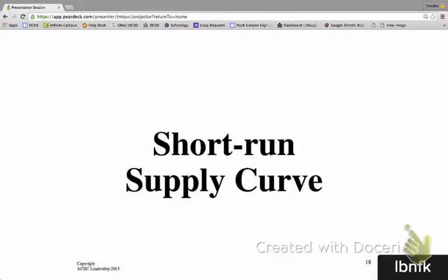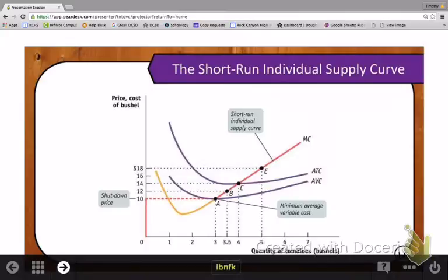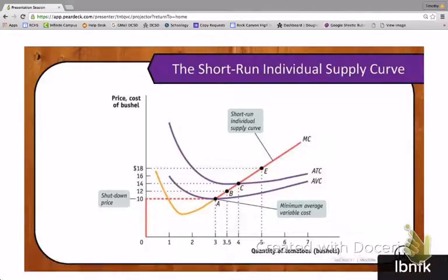Now let's talk about the individual firm's short-run supply curve in a perfectly competitive market. Remember, we said that a firm will only produce if the price is above the minimum of average variable cost. And in this graph, that is point A. And so that also represents the firm's shutdown price, because if the market price is any price below that, the firm will shut down and not produce at all. At any price above $10, the firm will produce, even if it's incurring short-run economic losses. And so point A is that point right here.